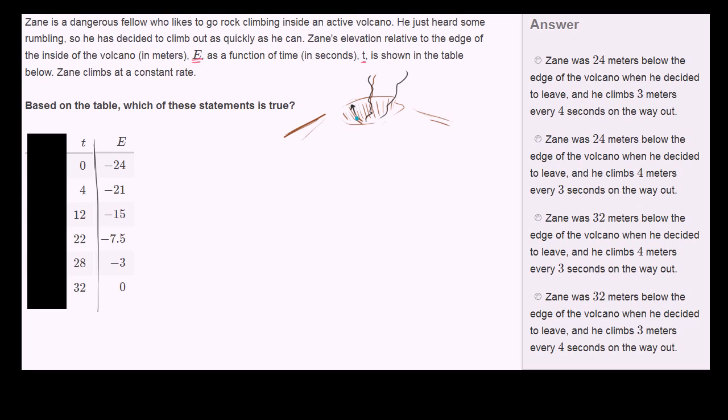So let's think about what's happening. Where does he start? At time equals 0, where is he? Well, at time equals 0, he's 24 meters below the edge of the volcano. So this distance right over here is 24 meters.